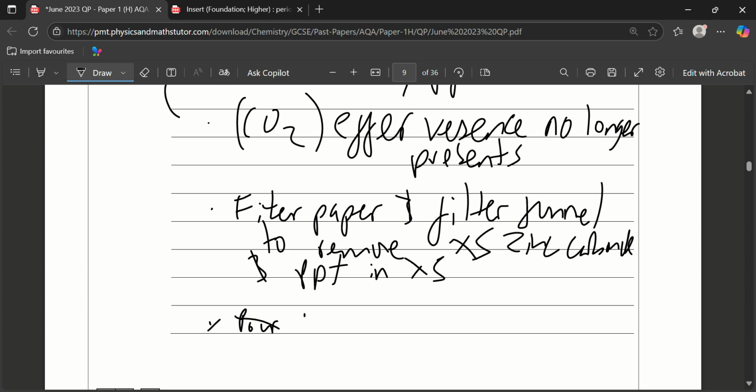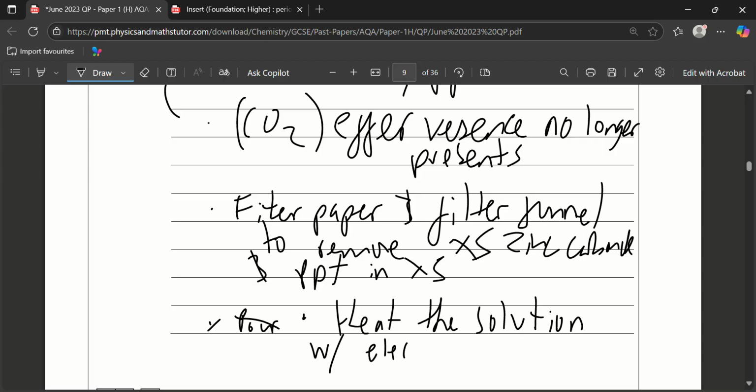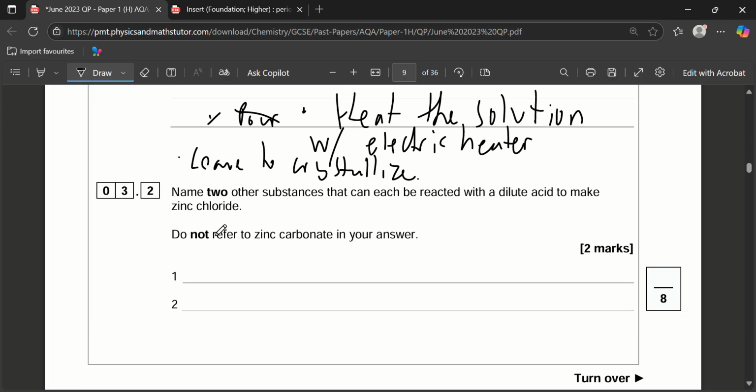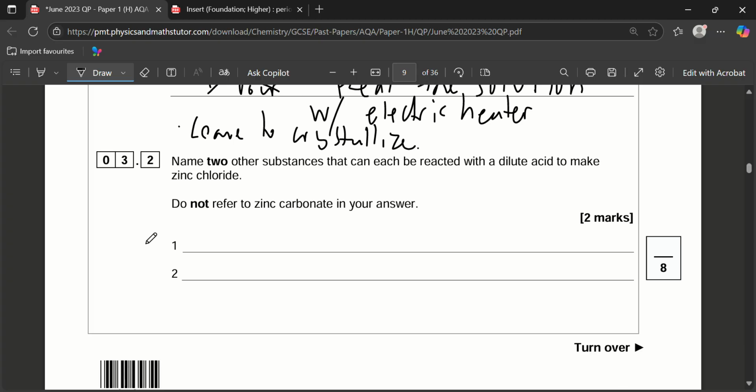So we can pour the solution into an evaporating basin, or we can heat the solution, which is probably a better way to guarantee a mark. Heat the remaining solution after you filter, with an electric heater, or you can use a warm water bath. It's up to you. You can write either point down, and then lastly, for the crystallization phase, you can just leave it to crystallize. There you go.